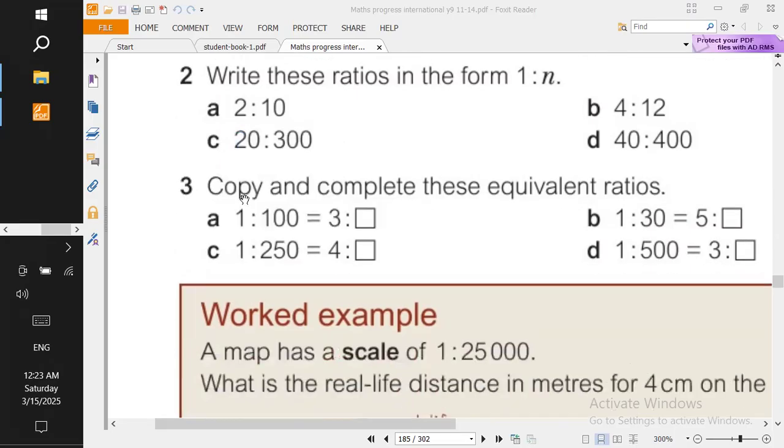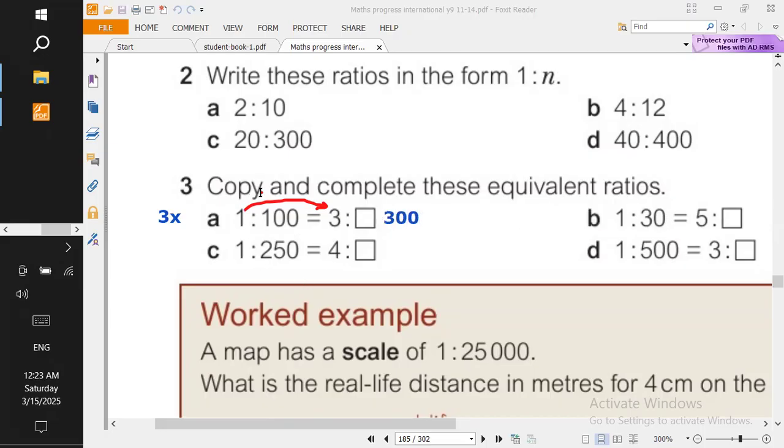Copy and complete equivalent ratios. Equivalent ratios are easy. It means how did the first one or the second one become like the other? For example, here, how did the 1 become 3? Very good, by multiplying by 3. It means even the 100 should be multiplied by 3. So I multiply the 100 by 3 is going to be 300. So the answer is 300.